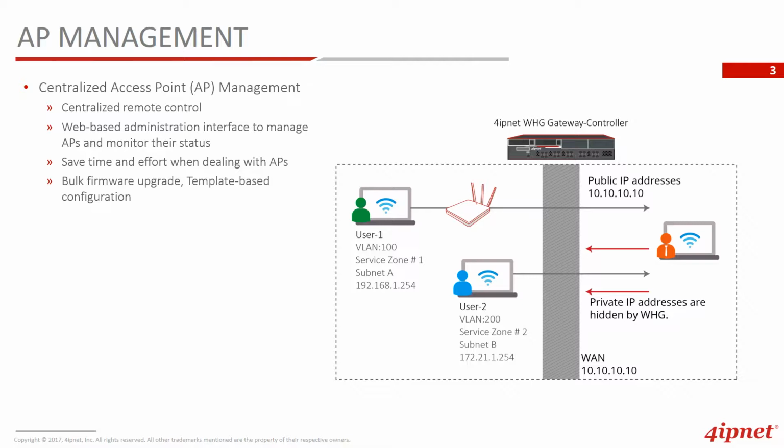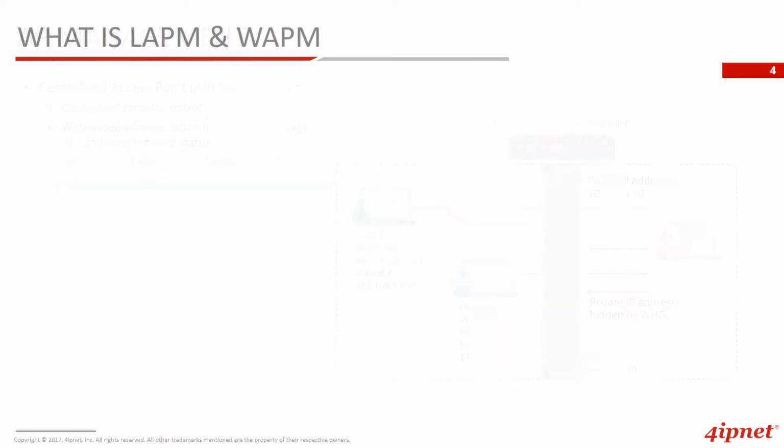The service zones which are under the WHG NAT can be configured with either a Class B IP range like 172.21.1.254 or a Class C IP range 192.168.1.254. Of course, the APs and user devices connected to each service zone can be configured with an IP address within each corresponding subnet. What is LAPM and WAPM?